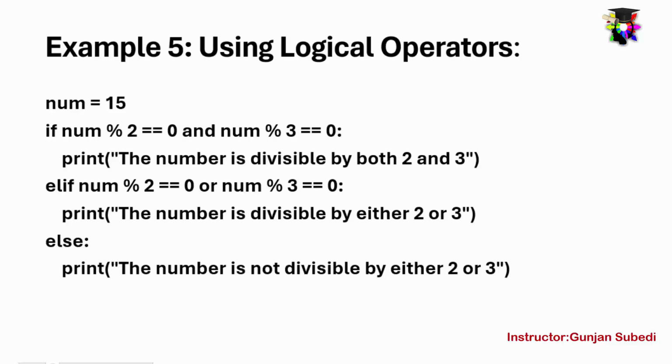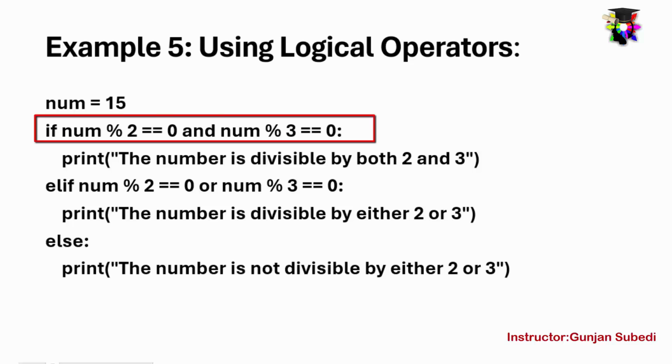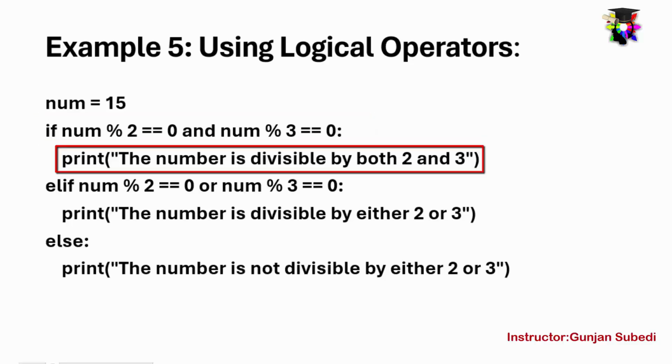Let us see another example using logical operators. Here, first of all, we set the value of the variable num to 15. Now this line checks if num is divisible by both 2 and 3. It checks if the remainder of num divided by 2 is 0, and if the remainder of num divided by 3 is 0.